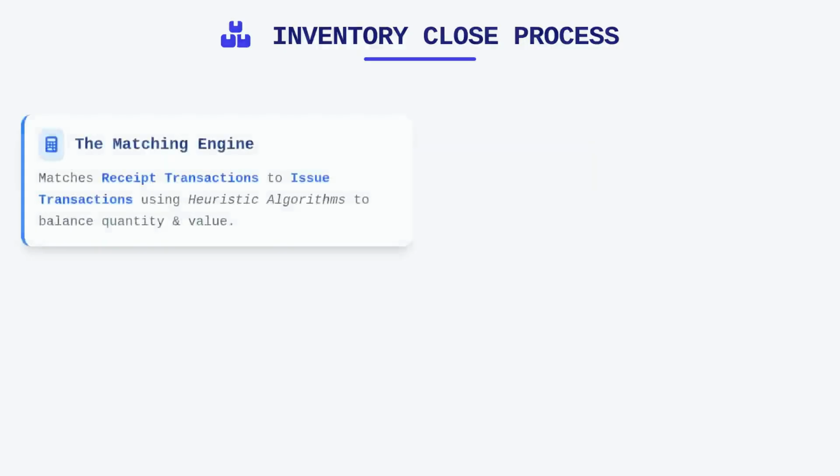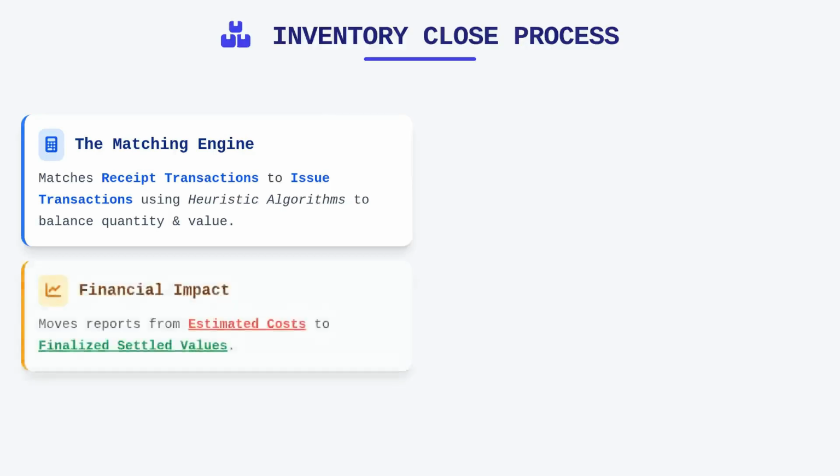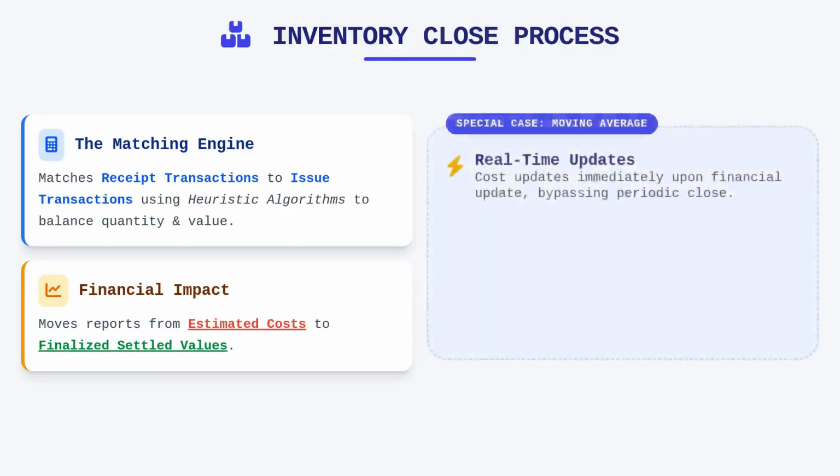The inventory close process is a critical architectural component that performs the actual matching of receipt transactions to issue transactions. Without this process running, your financial reports will rely on estimated costs rather than finalized, settled values. You must be aware that the system uses heuristic algorithms during this close to settle issues against receipts, ensuring that the cumulative quantity and value are balanced at the end of every period.